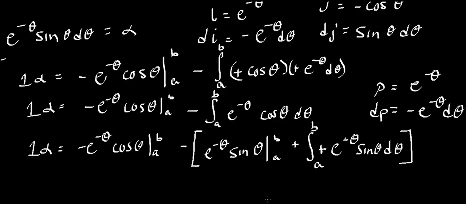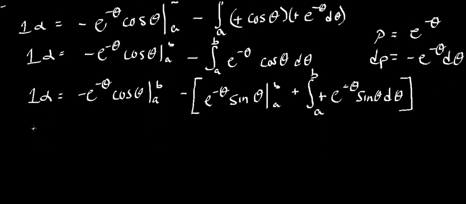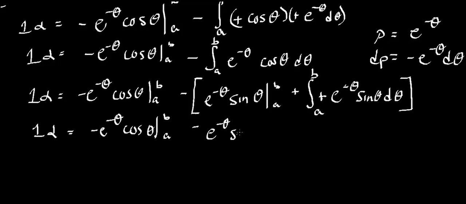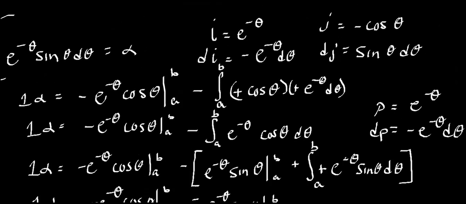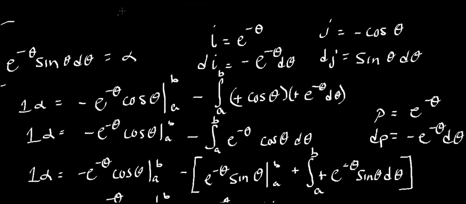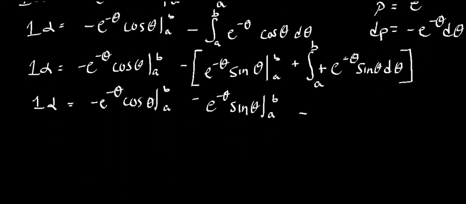Okay, let's rewrite this a little bit. We have 1 alpha is equal to negative e to the minus theta cosine of theta from a to b minus e to the minus theta sine of theta evaluated from a to b. And then we subtract from that the integral from a to b of e to the minus theta sine of theta d theta, but that was alpha. We made that substitution right here. So this is minus 1 alpha.